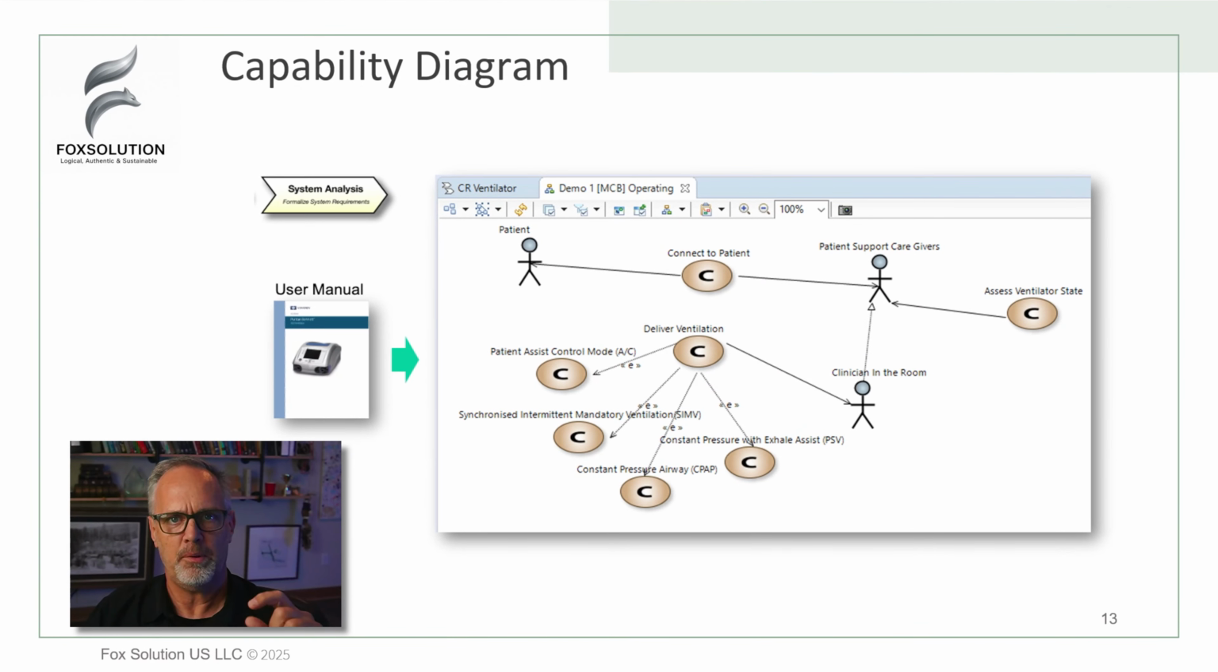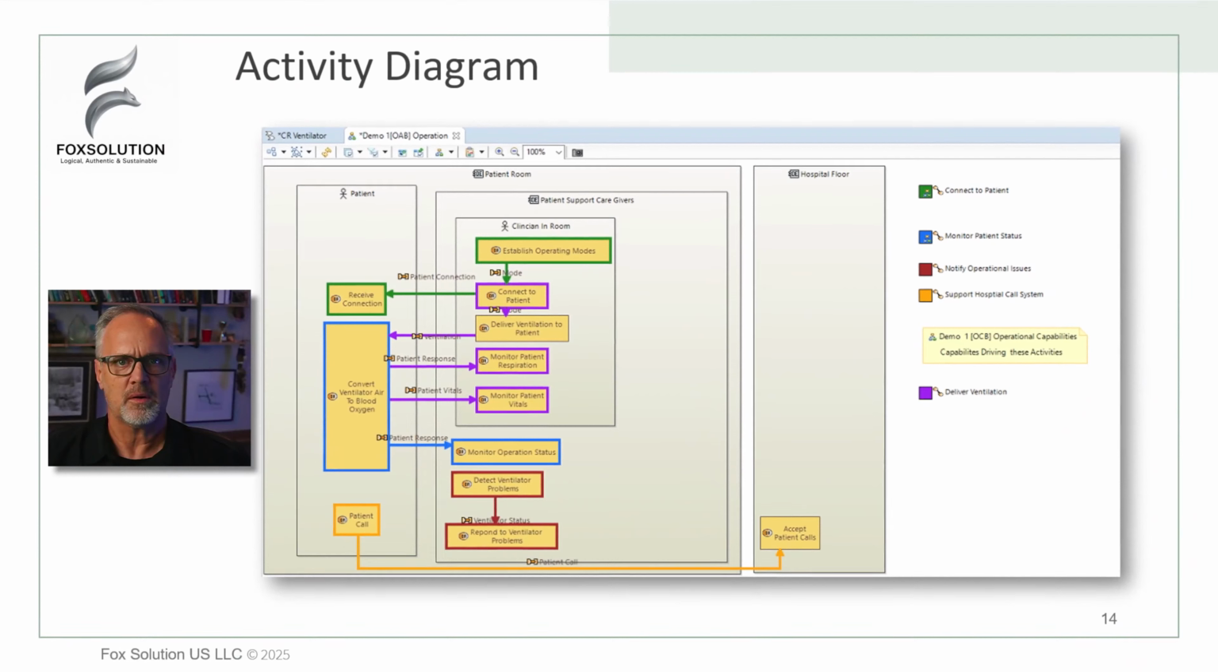That capability then includes a variety of other capabilities. We're going to have a patient assist control mode. We're going to synchronize mandatory ventilation. We're going to do all kinds of things that are related to delivering ventilation. Once we understand better, at the top level, everything that's related to that deliver ventilation capability, we're going to break it down. The first way for us to do that is what's called an OAB diagram, operational activity diagram, whatever the B stands for. And we're going to identify the steps that someone would have to go through to deliver that particular capability.